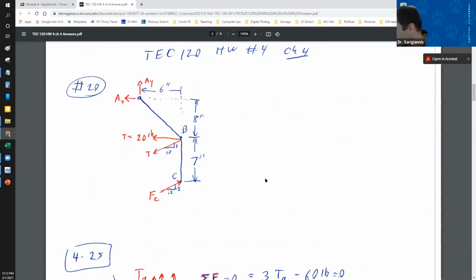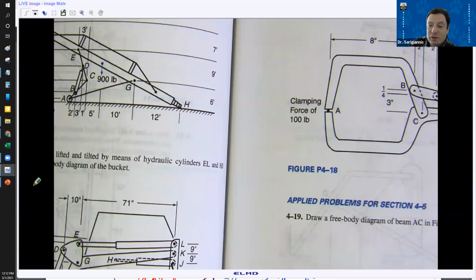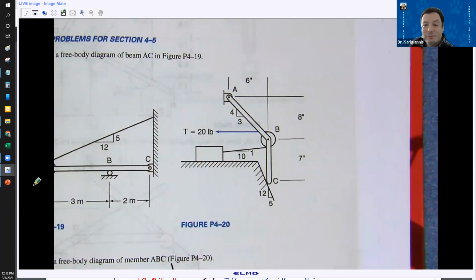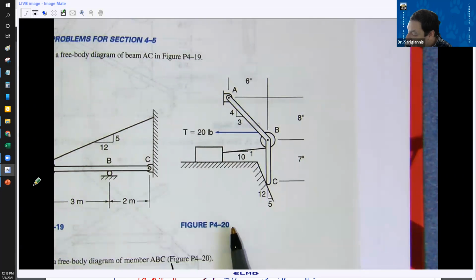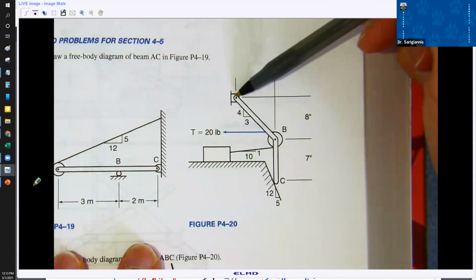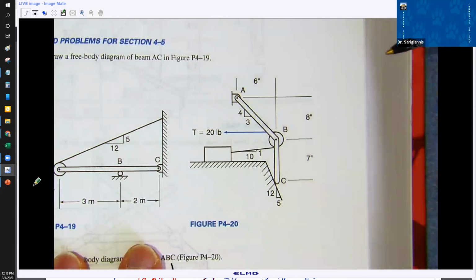Number 20, again, a little more complicated. Oh, wrong page. For a free body diagram of member A, B, C. Oh, over here. So this is the problem for 4-20, free body diagram for A, B, C.